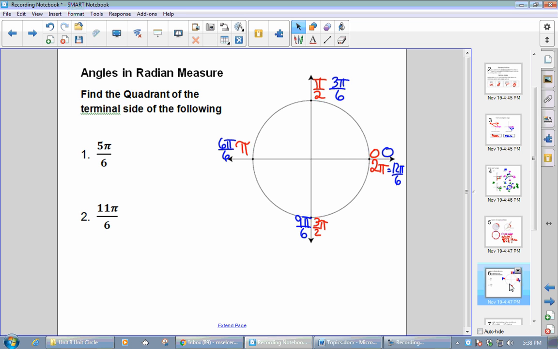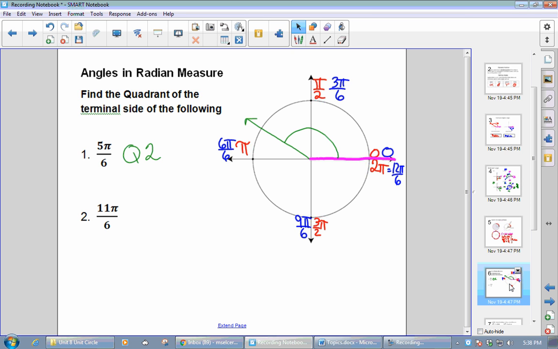Notice that number 1 is positive, so I'm going to start with my initial side, and I'm going to rotate counterclockwise. And I need to go to where 5 pi over 6 would be. Well, it's going to be past the 3 pi over 6, but not past the 6 pi over 6. So this angle is going to end up in quadrant 2.